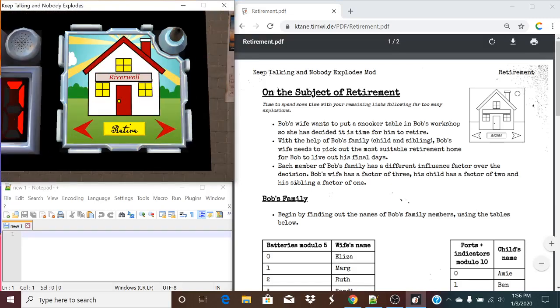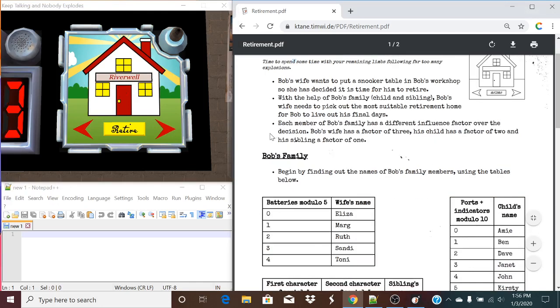So what we need to do, before we even look at where we're trying to go, is figure out what's happening right now. Bob's wife wants to put a snooker table in Bob's workshop, so she decided it's time for him to retire. With the help of Bob's family, child, and sibling, Bob's wife needs to pick out the most suitable retirement home for Bob to live out his final days.